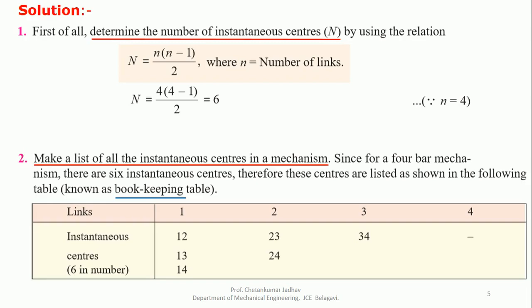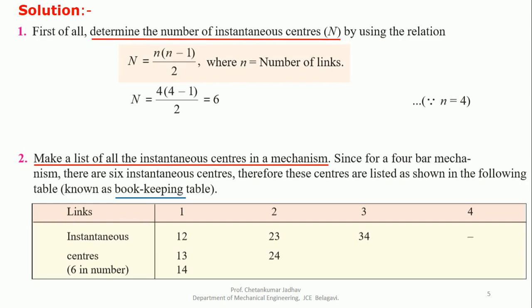Step number 1. Determine the number of instantaneous centers, that is capital N, by using the relation N is equal to n into bracket n minus 1 divided by 2, where small letter n indicates number of links and capital N indicates number of instantaneous centers for the given mechanism. Since number of links present in the mechanism are 4, we'll get number of instantaneous centers as 6.